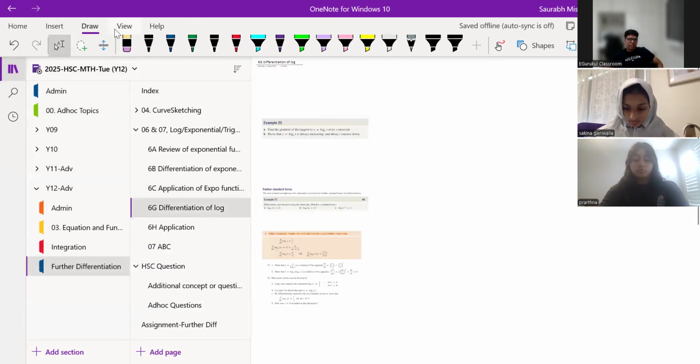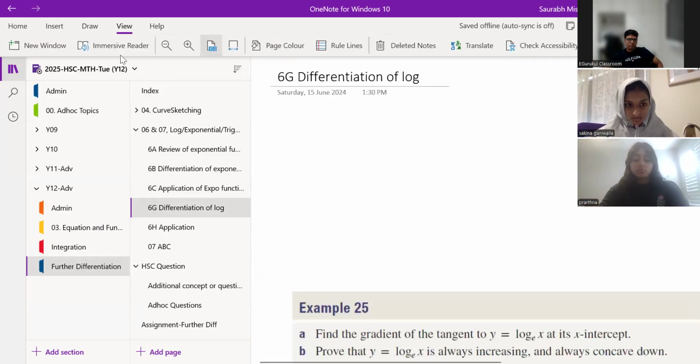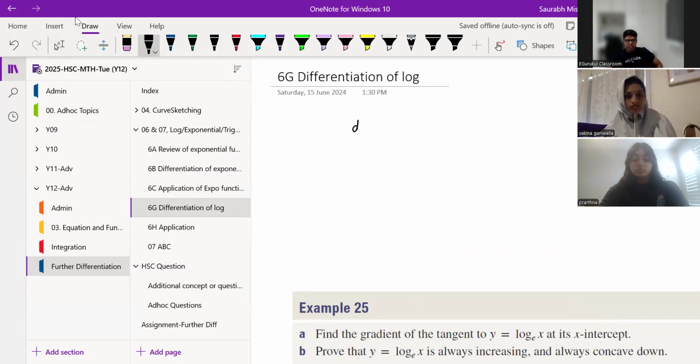Now let's do the differentiation of the log. Same differentiation of the log function. If you say d/dx of ln x, then you get 1 by x, assuming that x is positive here. Clear?